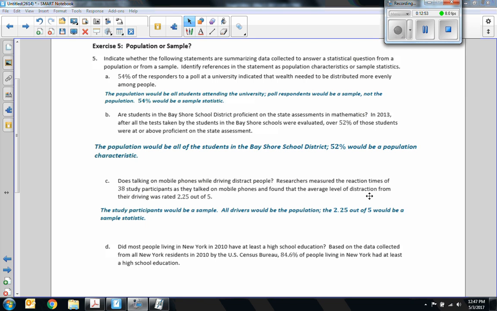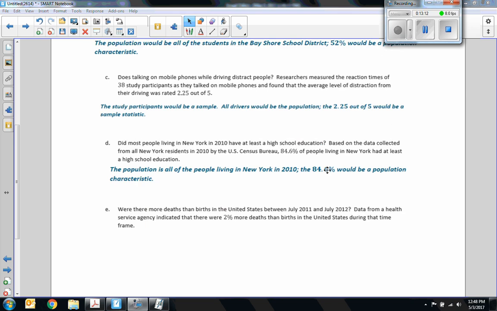D, did most people living in New York in 2010 have at least a high school education? Based on the data collected from New York residents in 2010 by the US Census Bureau, 84.6% of people living in New York had at least a high school education. Okay, so the population is all of the people living in New York in 2010. The 84.6% would be a population characteristic.